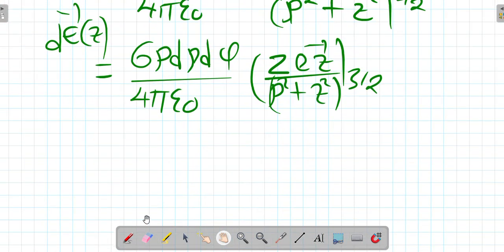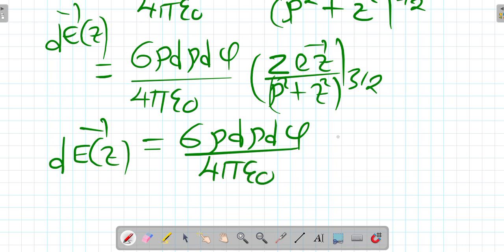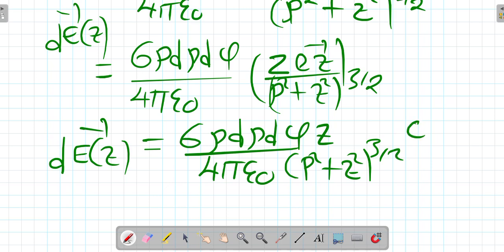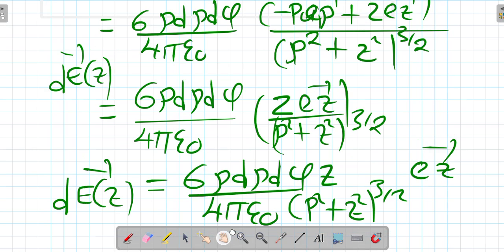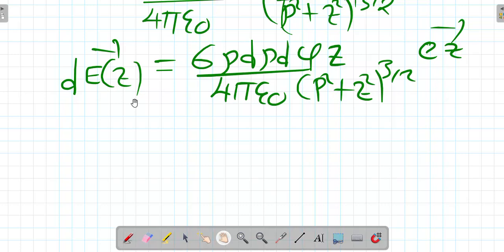So this answer that you're going to find is for an elementary part. For an elementary part, this is going to be sigma rho d rho d phi over 4 pi epsilon 0, multiplied by z over rho squared plus z squared to the power 3 over 2, in the direction of ez. Now for you to find the total for the entire disk, you've only found the dE. So for the entire disk, you just integrate.